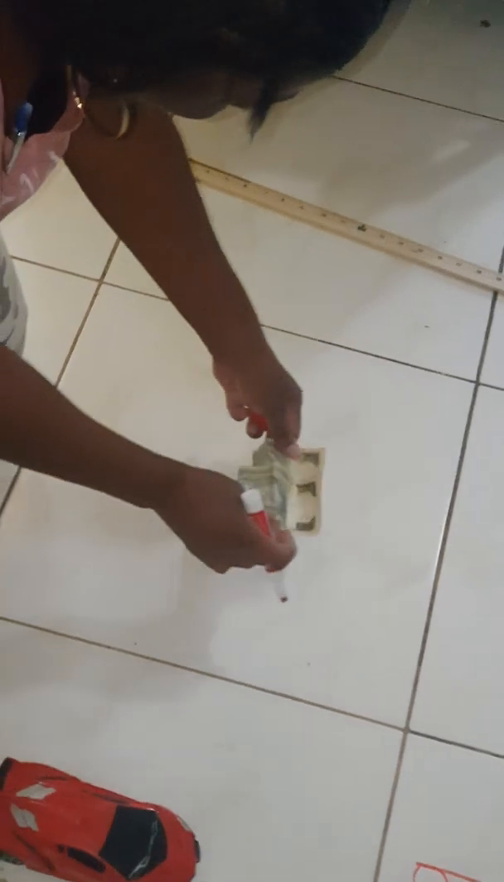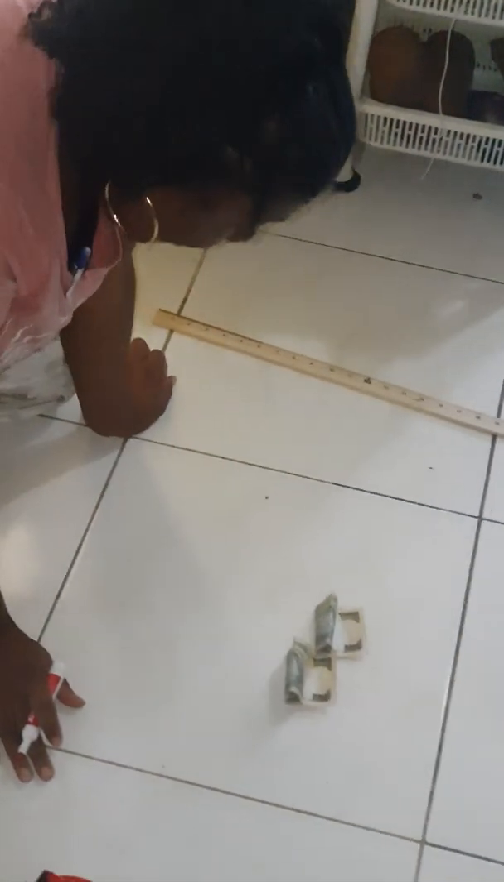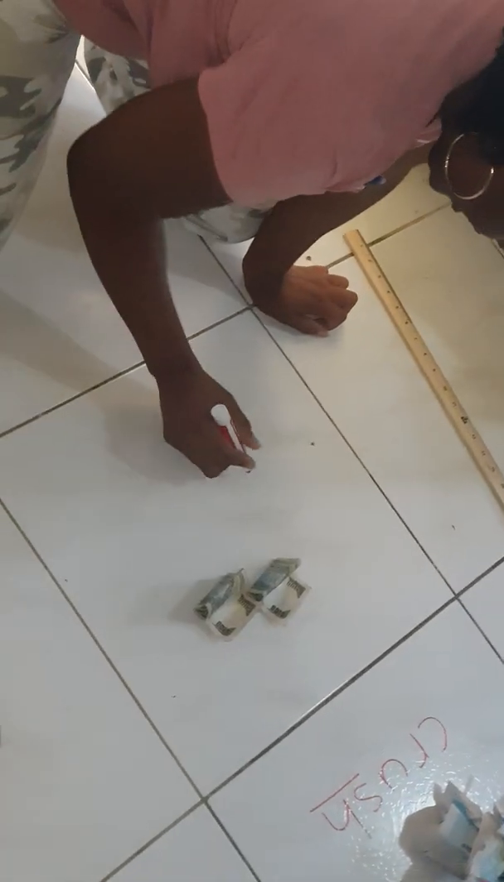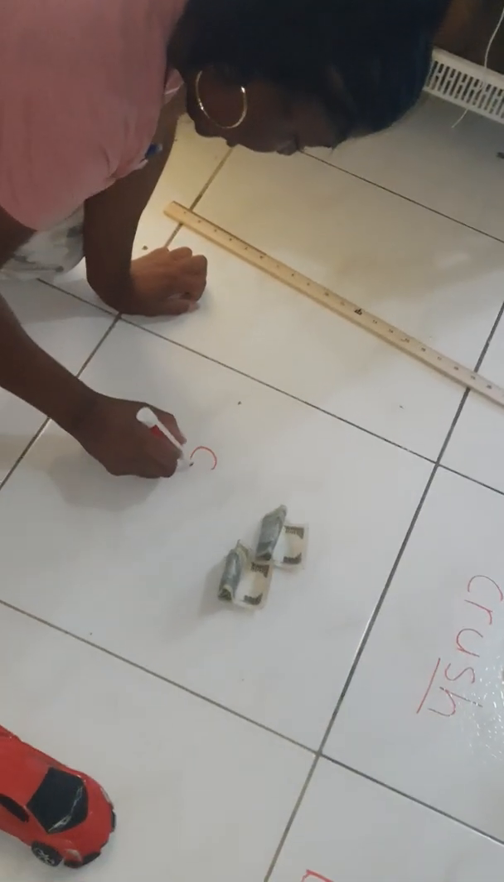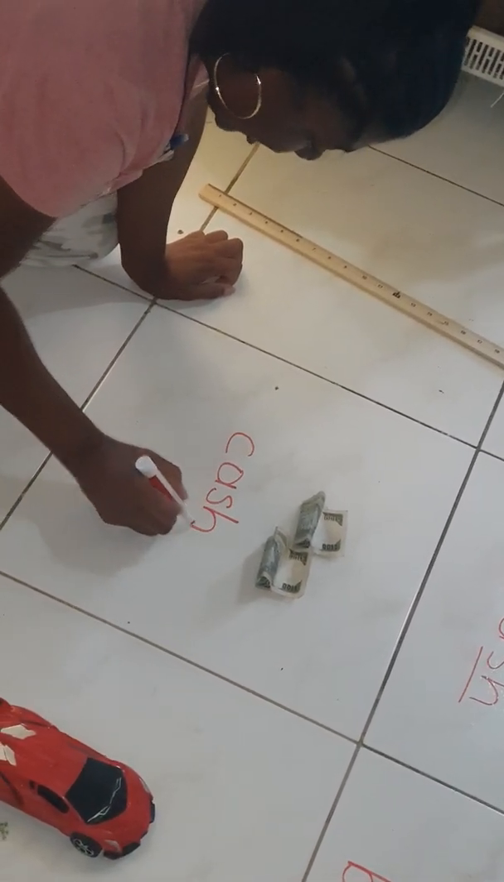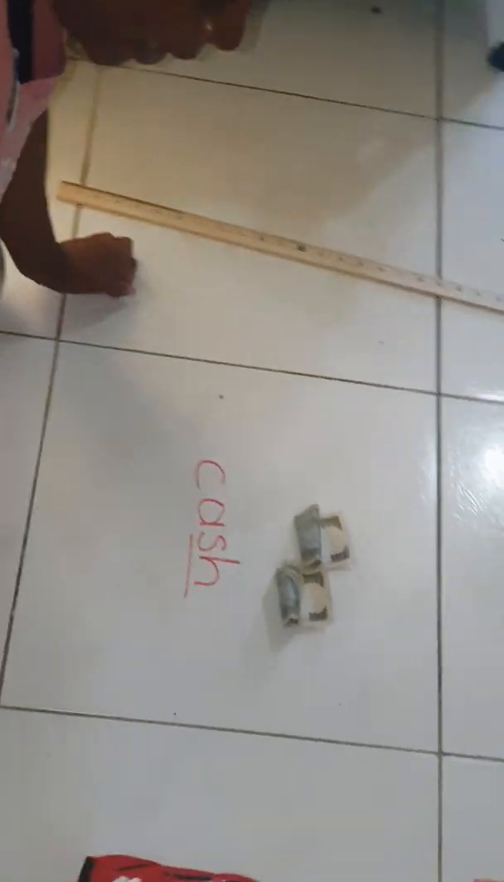Let's come over here to this one. Now you will see mommy and daddy have this in the purse and the wallet. And you are saying, oh, it's money. Yes, it is money. But what is it? There's another name for money, and we call it cash. C-A-S-H for cash, and cash ends with S and H.